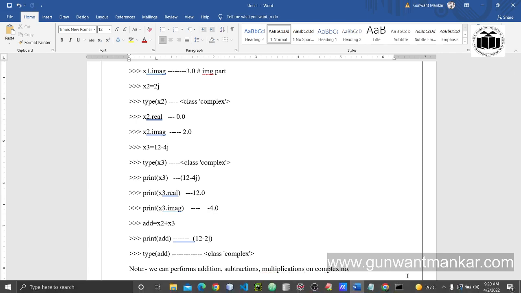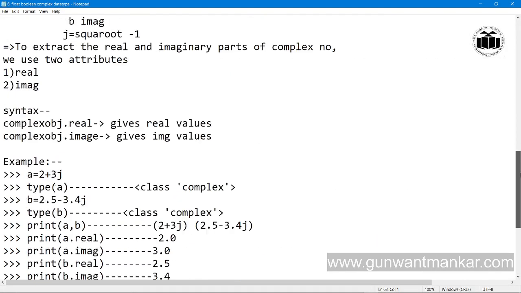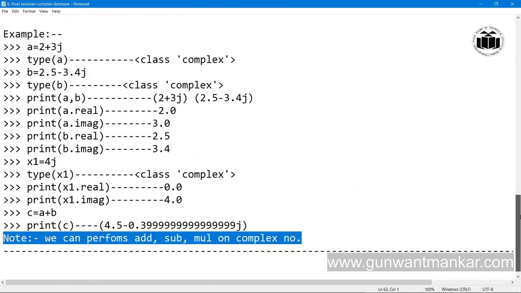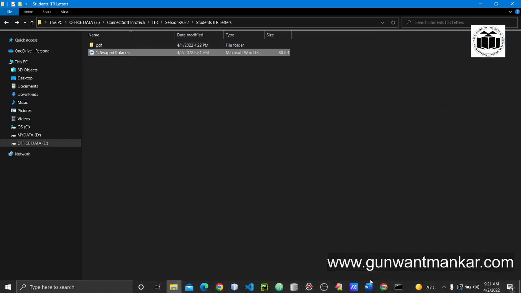Okay, next one. This is about what? Complex. Okay, so we have completed here integer, then float, then bool, and complex. This functional category of data types we have completed. Now what is the next?